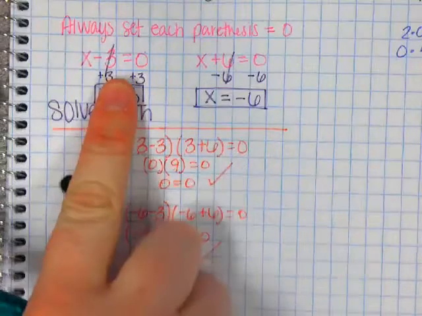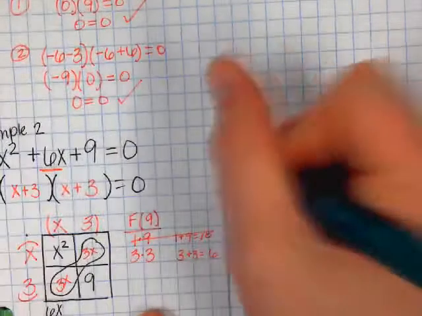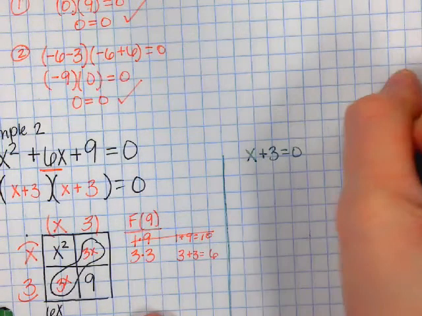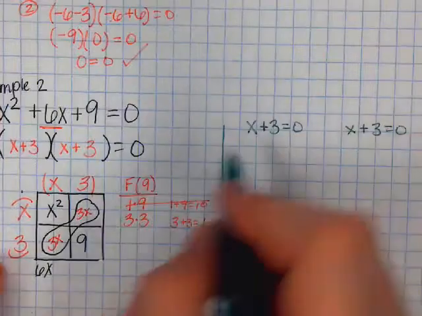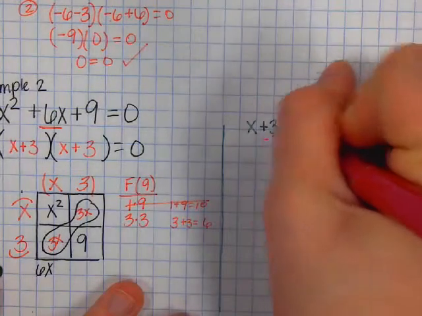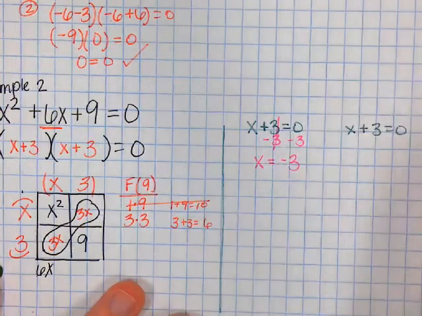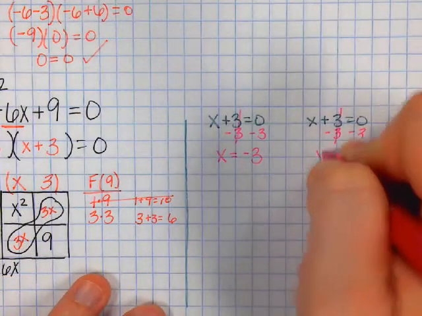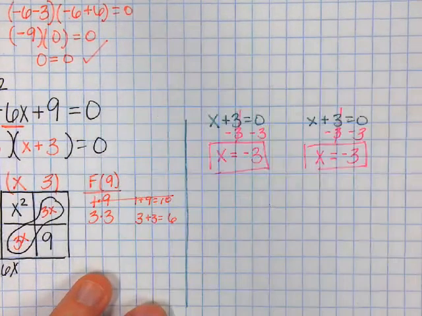Okay, now I actually do the solving part. So now I start these steps where I set both parentheses equal to 0 and then solve. So I'm going to do x plus 3 equals 0 and x plus 3 equals 0. Okay, then I need to subtract 3, subtract 3. So x equals negative 3. And then subtract 3, x equals negative 3.